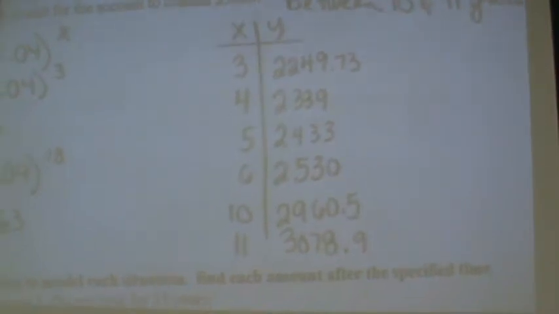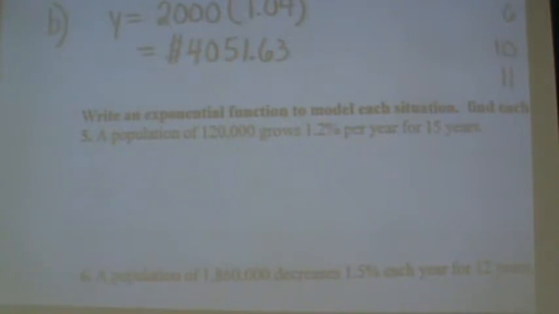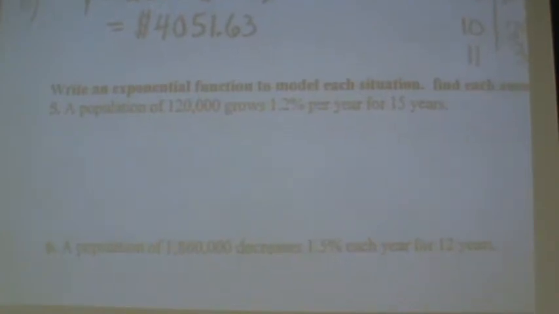Awesome. How about 5? Help me out. Population of 120,000 people. They didn't write people, but population is people, unless it's a population of ants. It grows 1.2% per year for 15 years. Tell me how many, whatever this is, ants, cockroaches, population of what? People, okay. Population of deer. What'd you write for an equation?